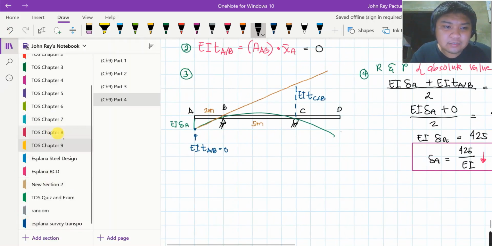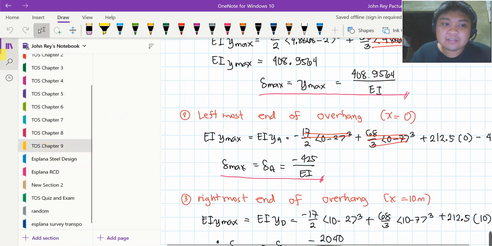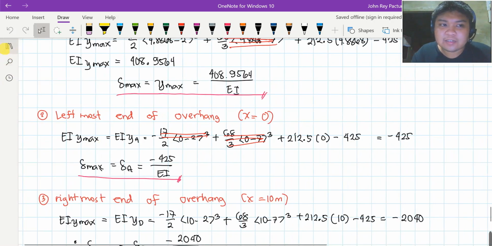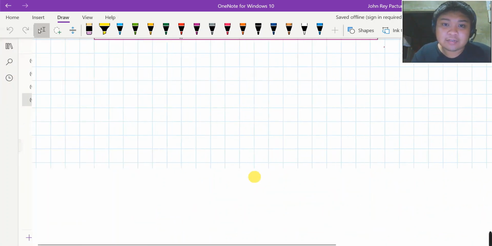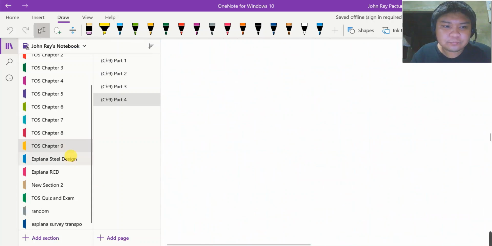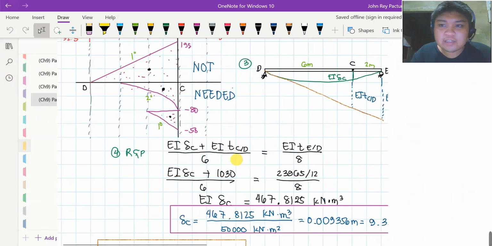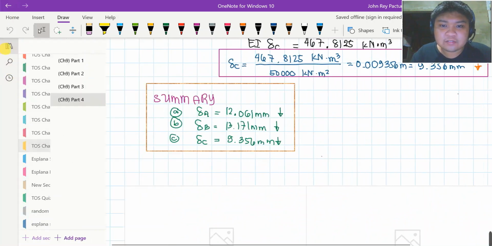Chinek ko siya, class, using the double integration method. And ito siya, the deflection at A is negative 425 over EI. So, tama itong process natin. So, next tayo, yung deflection naman sa right support. Ulitin ko, hindi natin concern dito yung maximum deflection kasi nga, more on pang double integration, class, yung mga ganong tanungan. Okay? So, next tayo, i-consider natin yung deflection at the right end, yung point C.